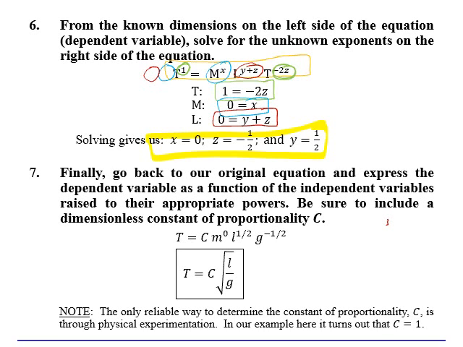Okay? So now what we do, finally, in step 7, is we go back to our original equation, and we express the dependent variable as a function of the independent variables raised to their appropriate powers.